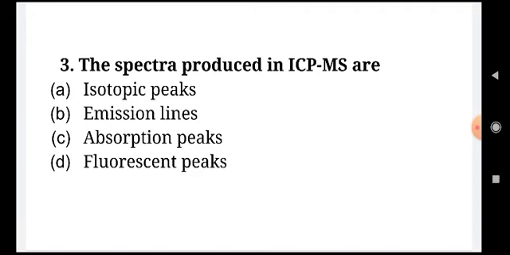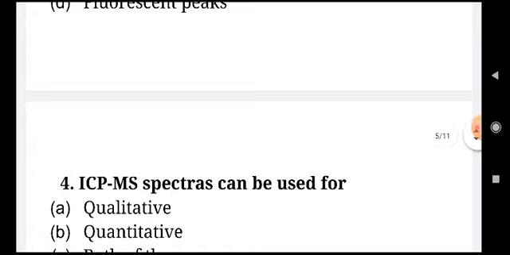You will get the ionic peaks. That is, all the isotopes will give you, in the form of M plus 1 ions, in the form of M by E ions, and you will get the isotopic peaks. So the correct answer is A.